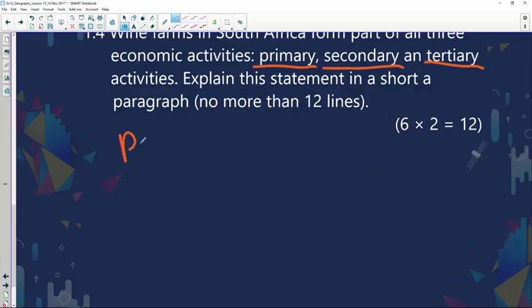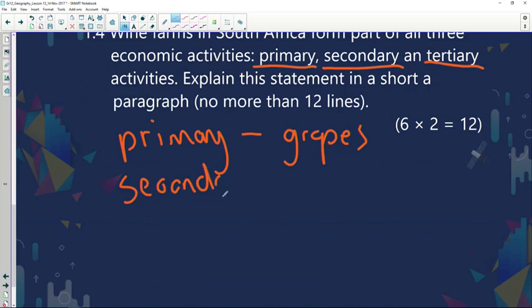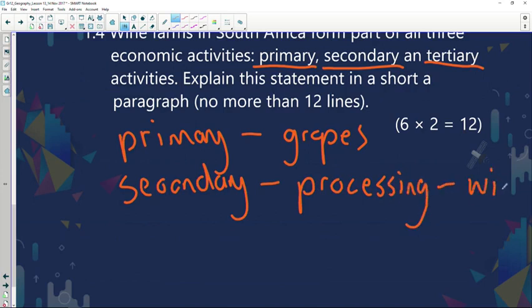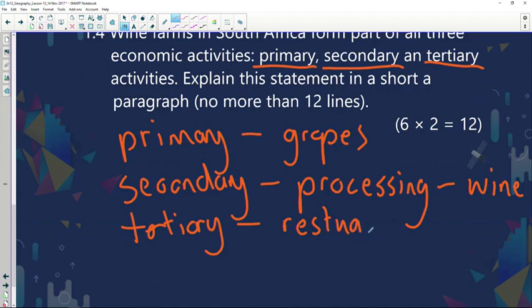So if we look at the primary activity taking place, it is the farming of the grapes. The secondary activity taking place is the processing of the grapes, such as wine. The tertiary, delivering a service, like for instance opening a restaurant, wine tasting, wedding venues, and selling of the wine.